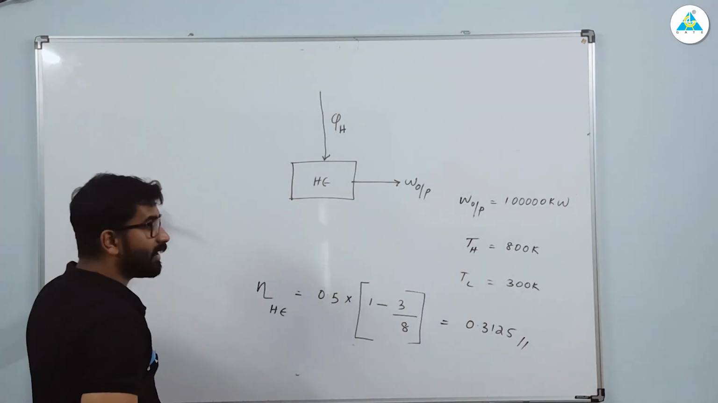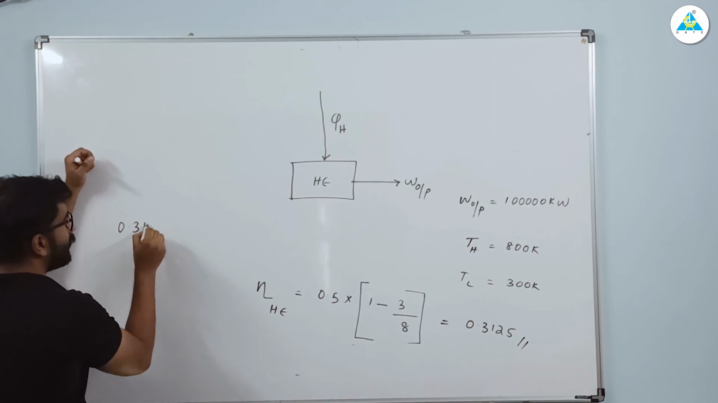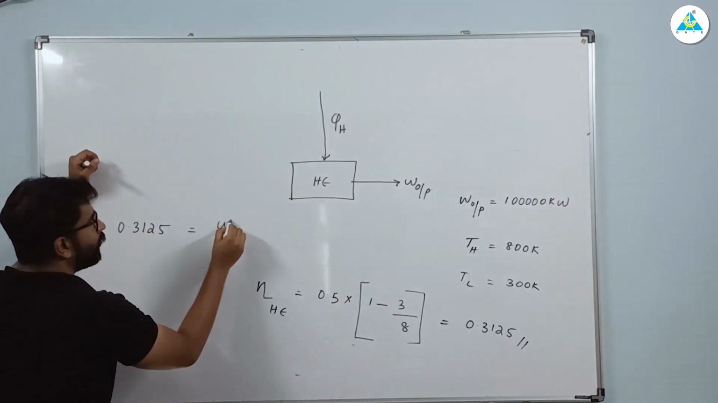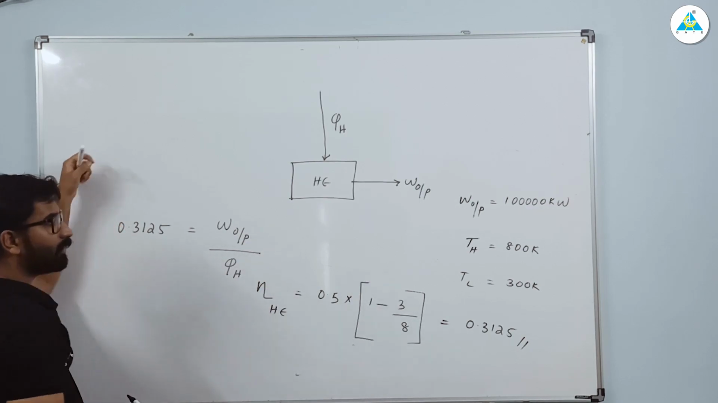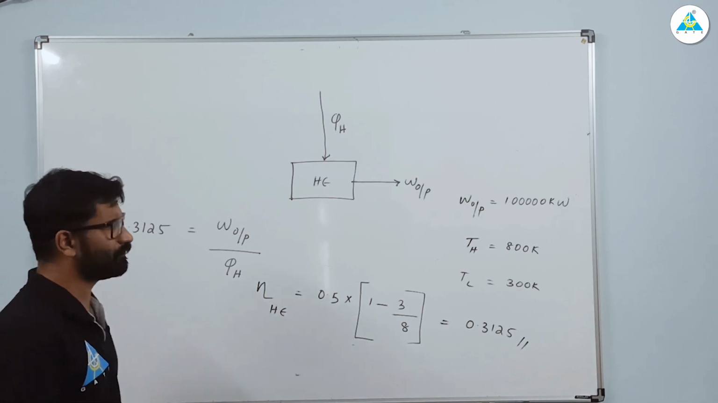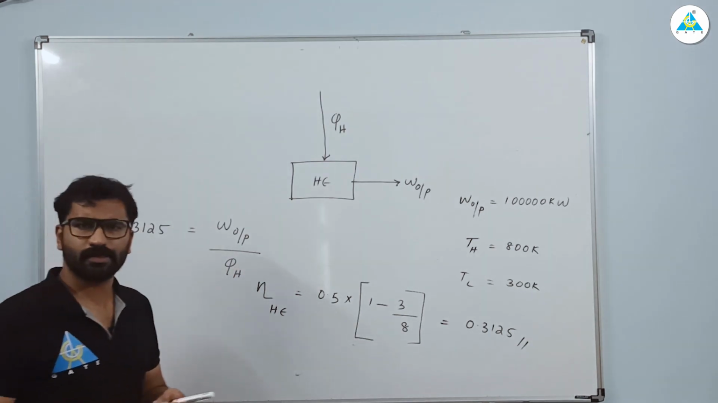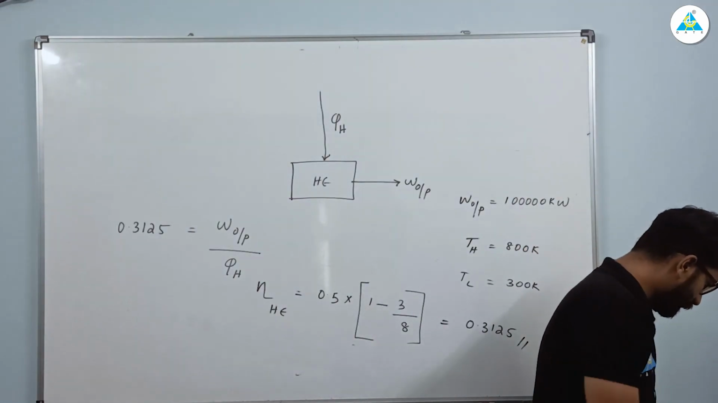So QH they are asking for the actual case, right? So what is the actual efficiency? 0.3125, which will be equal to what? Work output divided by QH. You have the work output, right? Then find the value of QH. Solve this, right? 1 lakh kilowatt divided by 0.3125. So you will be getting the answer. The final answer will be, what will be the answer?